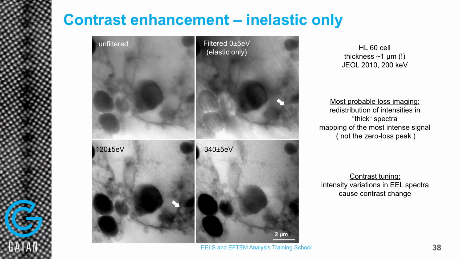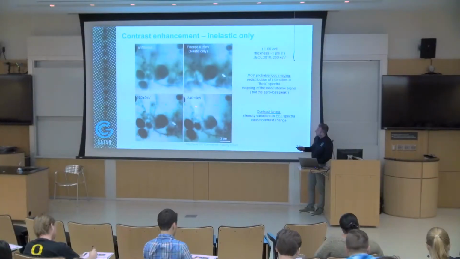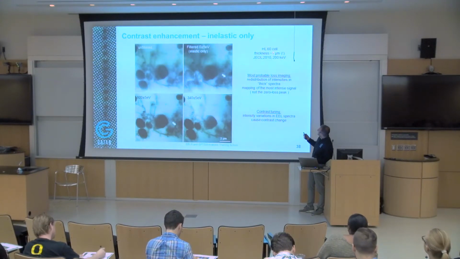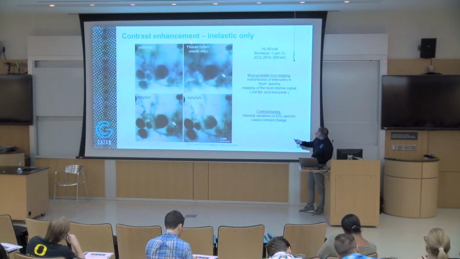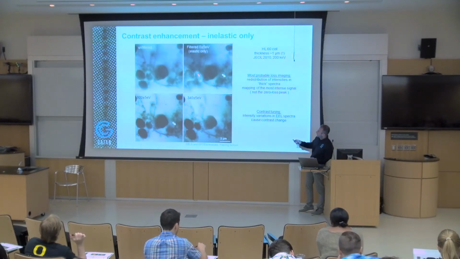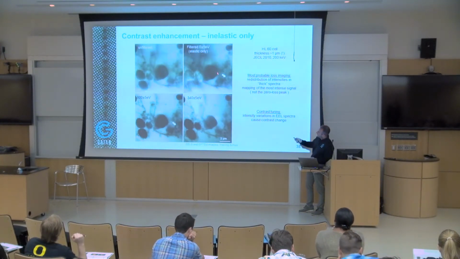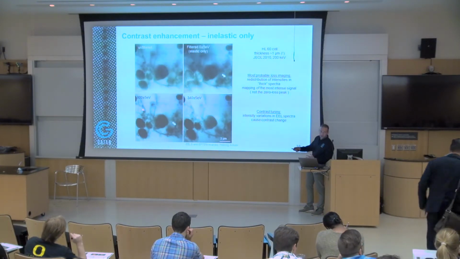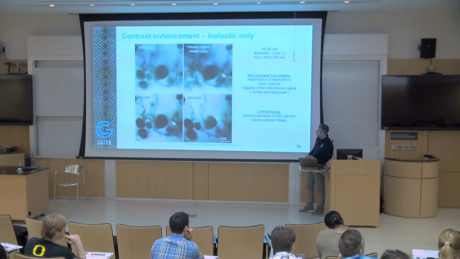Okay, let me show another example here. This is an unfiltered image of a biological sample, so it's a cell. Now this is a zero loss filtered image, so we are putting a slit across the zero loss peak, taking only elastically scattered electrons. You can see that now we see more features in the sample, we're increasing the contrast, and you can keep moving in energy, using this as a means of increasing the contrast in your sample.